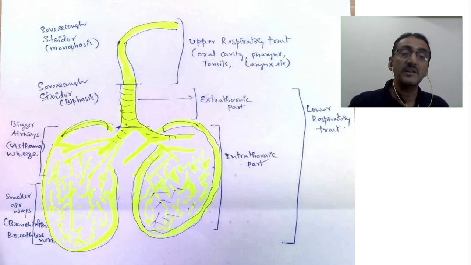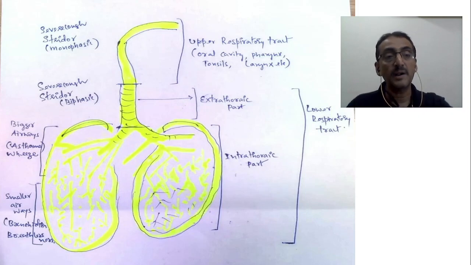Now, the intrathoracic part is again divided into two parts. One is the intrathoracic part with the bigger airways and the intrathoracic part with the smaller airways. So this is a basic anatomical division. We have divided into upper respiratory tract and lower respiratory tract. The upper respiratory tract includes the mouth, oral cavity, tonsils, larynx, etc. The lower respiratory tract is again divided into extrathoracic and intrathoracic.